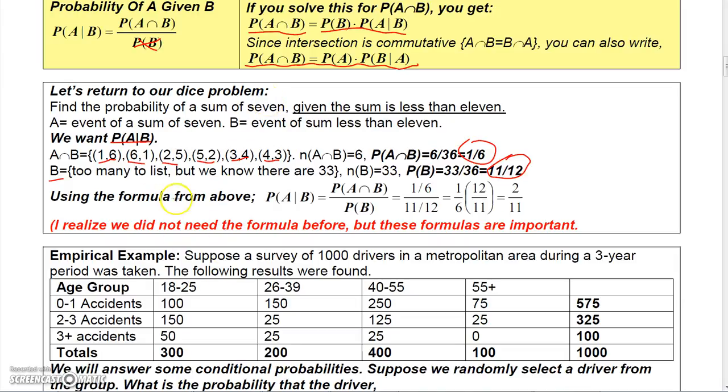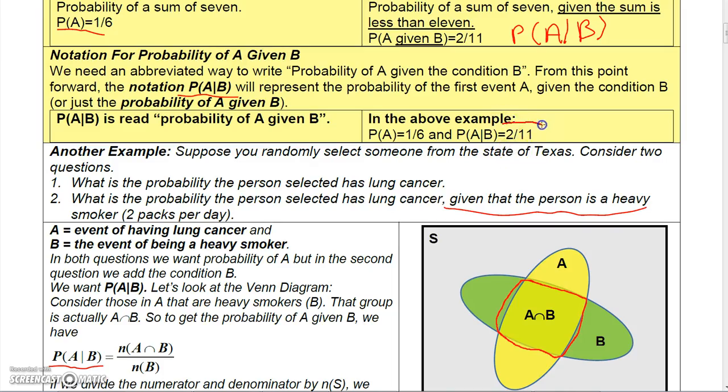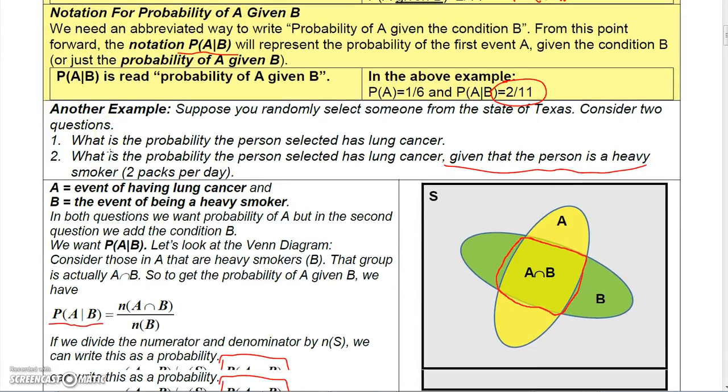So based on this formula, the probability of A given B should be the probability of A intersect B over the probability of B. Well, the probability of A intersect B is 1/6. The probability of B is 11/12. And then if you invert and multiply, you get 1/6 times 12/11. And then you can divide 6 into 12 and get 2. So it's 2 out of 11. Okay? If you go back up here where we did it without the formula, you'll see that the probability was indeed 2 out of 11.